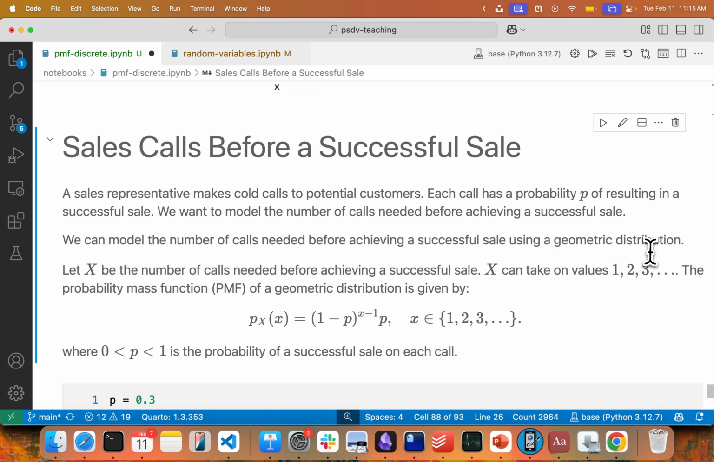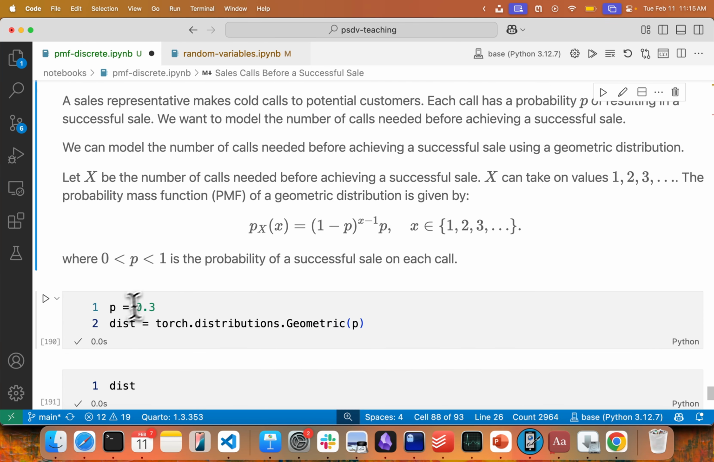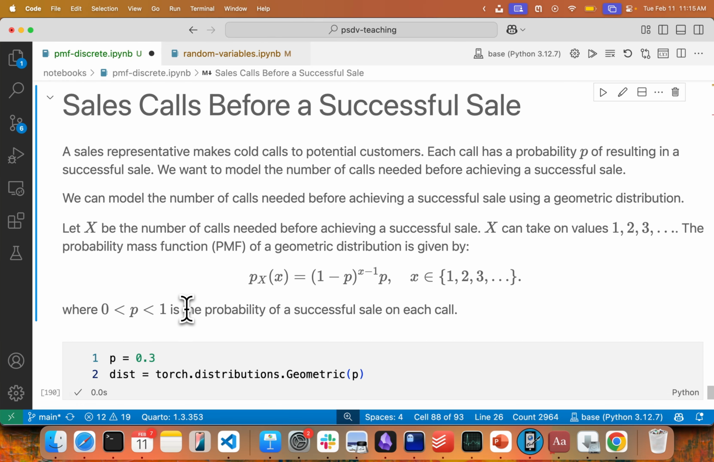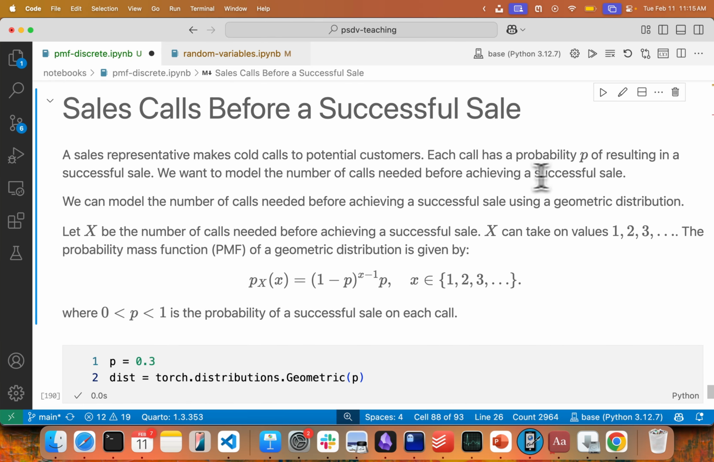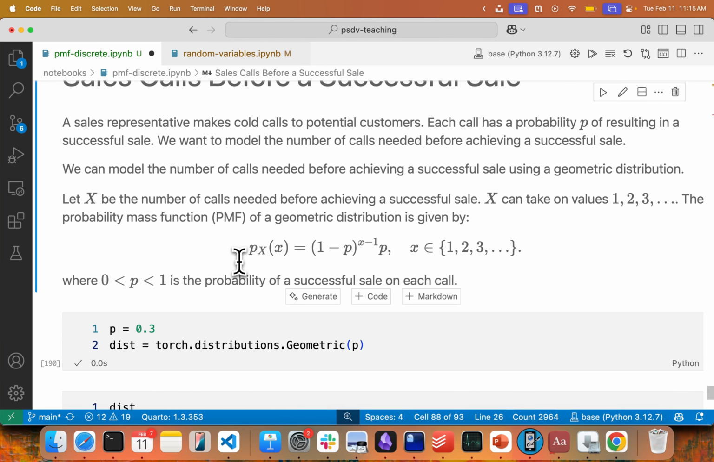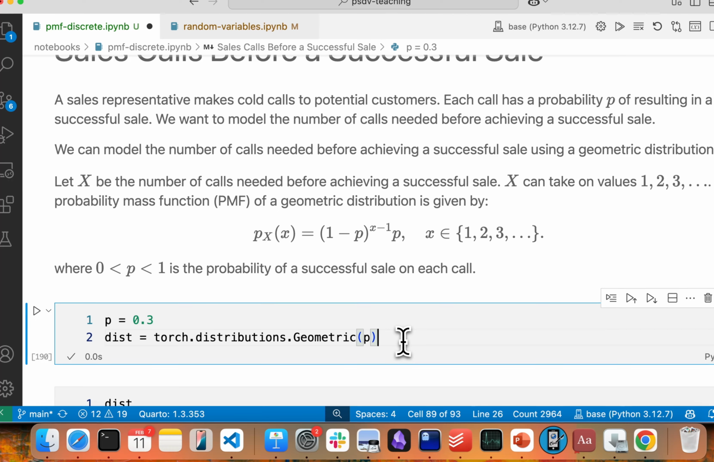And this is done using a geometric distribution, where X is the number of calls needed before achieving a successful sale. And then X can again take values 1, 2, 3, 4, and so on. The PMF is given by (1 minus P) raised to the power X minus 1, times P. So if we took P equal to 0.3, the probability of each call resulting in a sale is 0.3. Then how many calls do you need to make before you get a successful sale? This Torch distribution is a geometric of P.